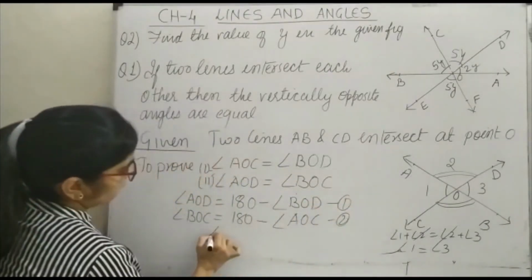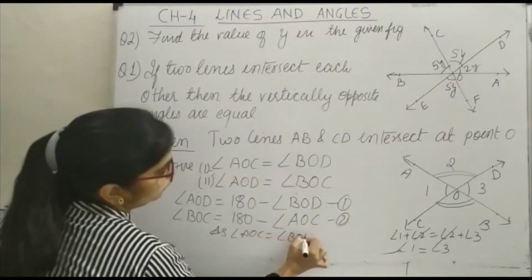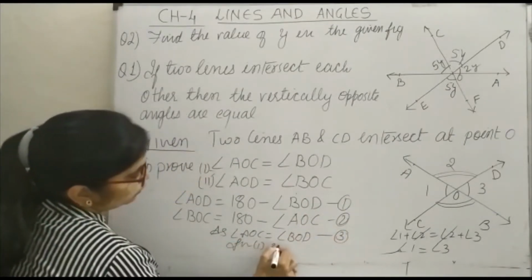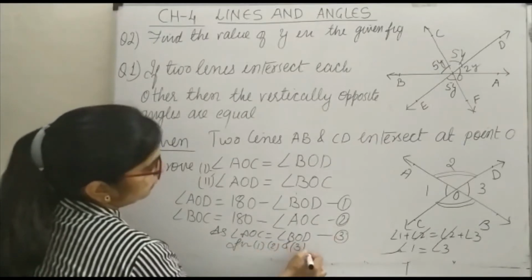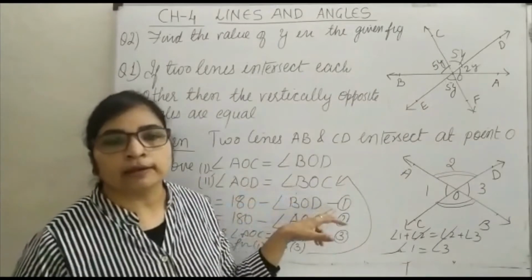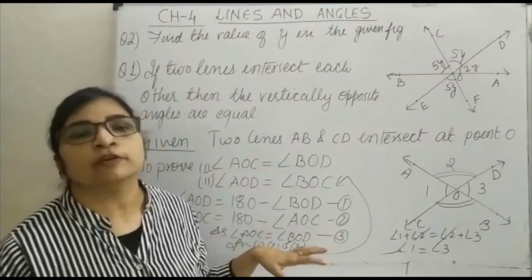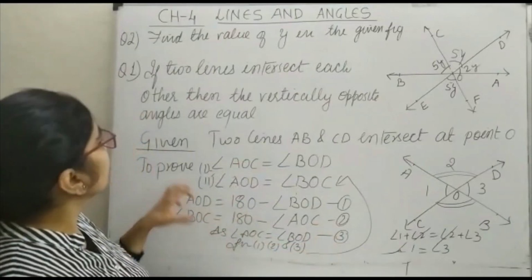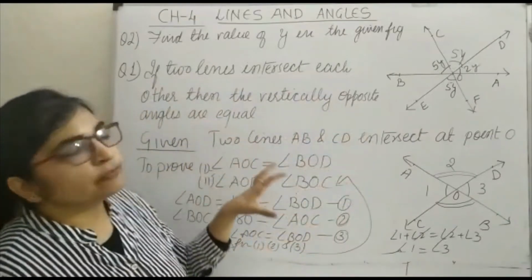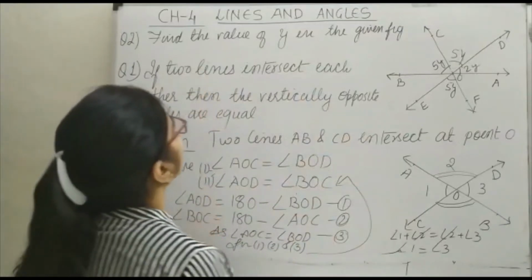we can write here angle AOC is equal to angle BOD. You will give this equation number 3. So from 1, 2 and 3 we can have this result, that is angle AOD is equal to angle BOC. You can prove one, and similarly the other will also hold. So this is how we have proved that if two lines intersect each other, then the pair of vertically opposite angles are equal. Now based upon this, we are moving on to the question.